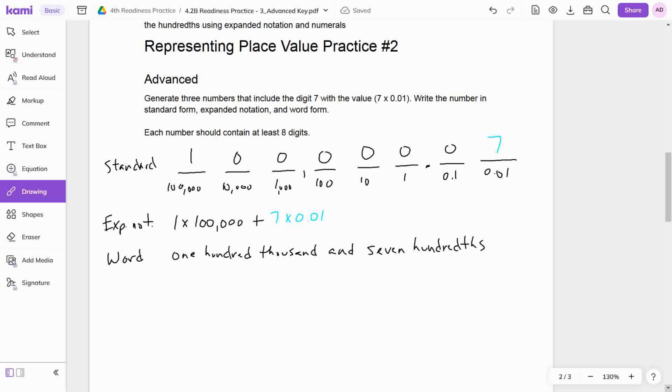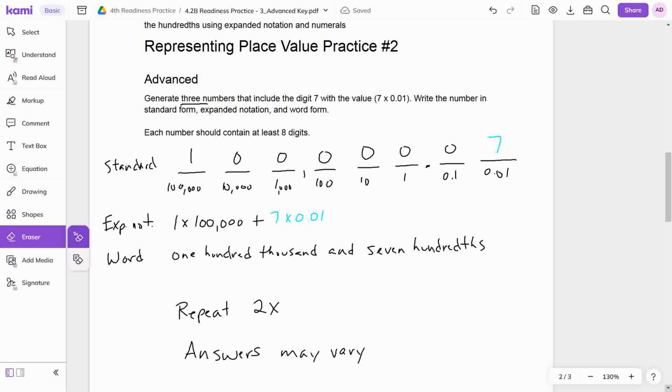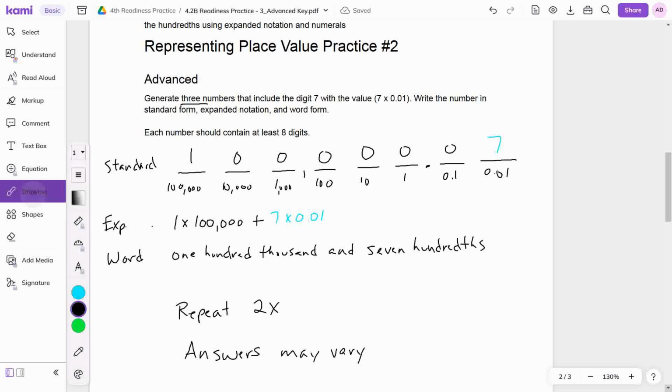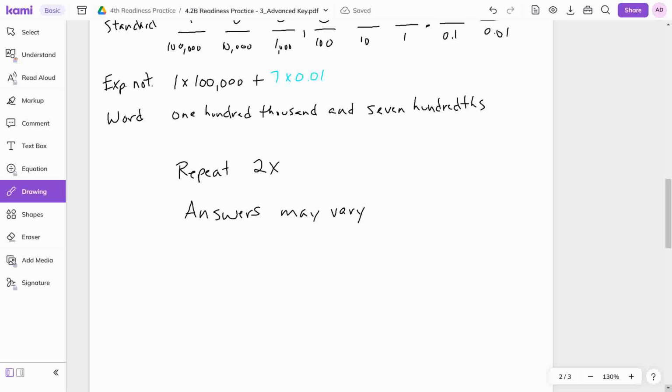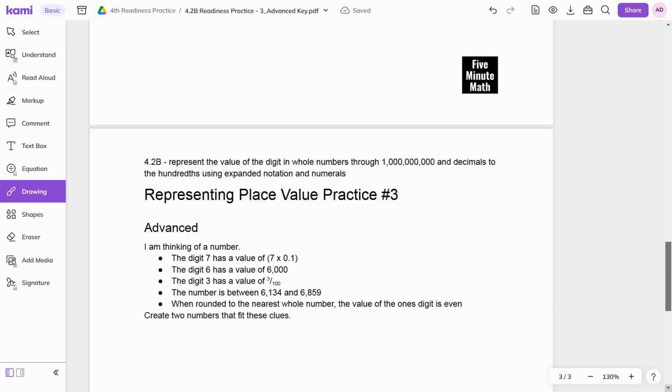And then we would just need to repeat 2 times. Right, so we need 3 numbers. And so answers definitely may vary. So I'll just go ahead and put that right here. What we're looking for is standard form, expanded notation, and word form. And the big key is, let's just make sure that we have a 7 in the hundredths place. That's kind of our one anchor. So you can add different numbers and expanded notation and word form to add to that.